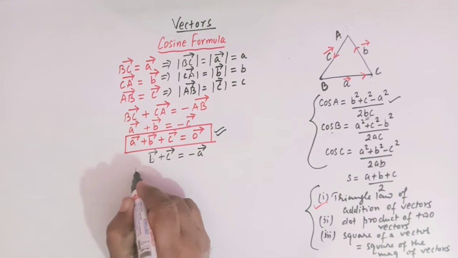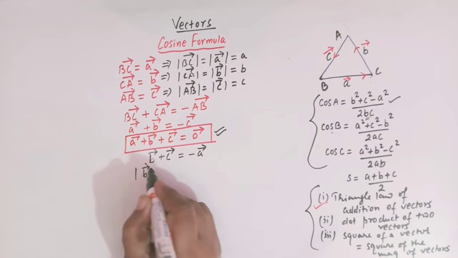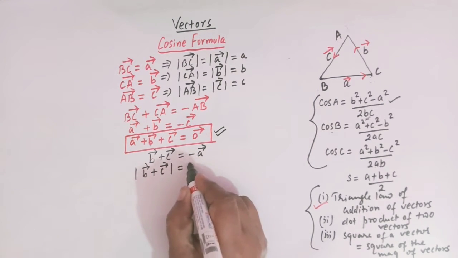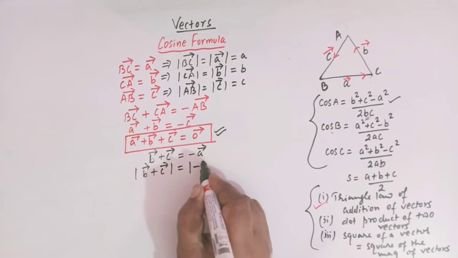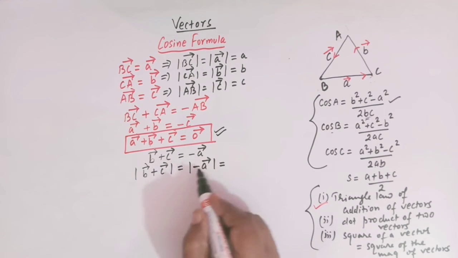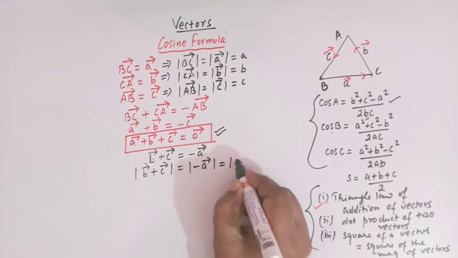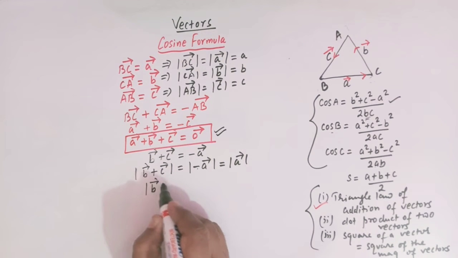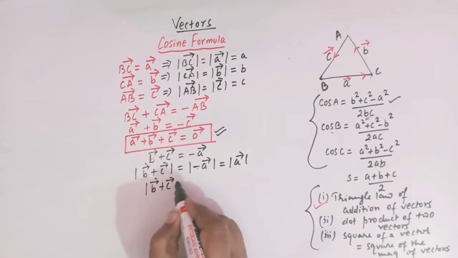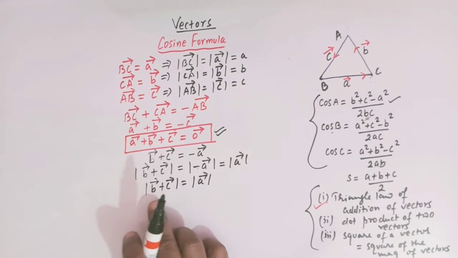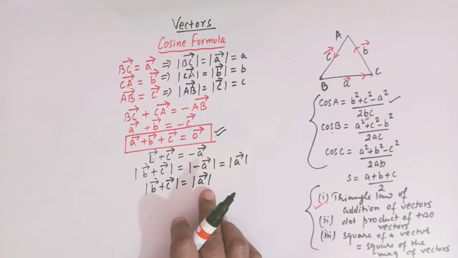So what we will get is the magnitude of vector B plus C is equal to the magnitude of minus vector A, right? So this is simply equal to the magnitude of vector A. Now we see that the magnitude of vector B plus vector C is equal to the magnitude of vector A, so these two magnitudes are equal.